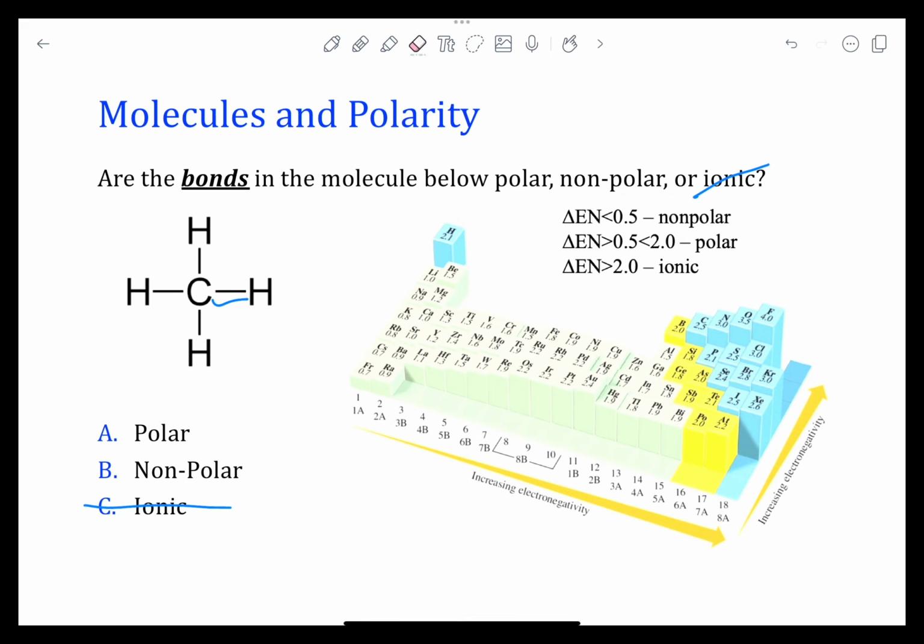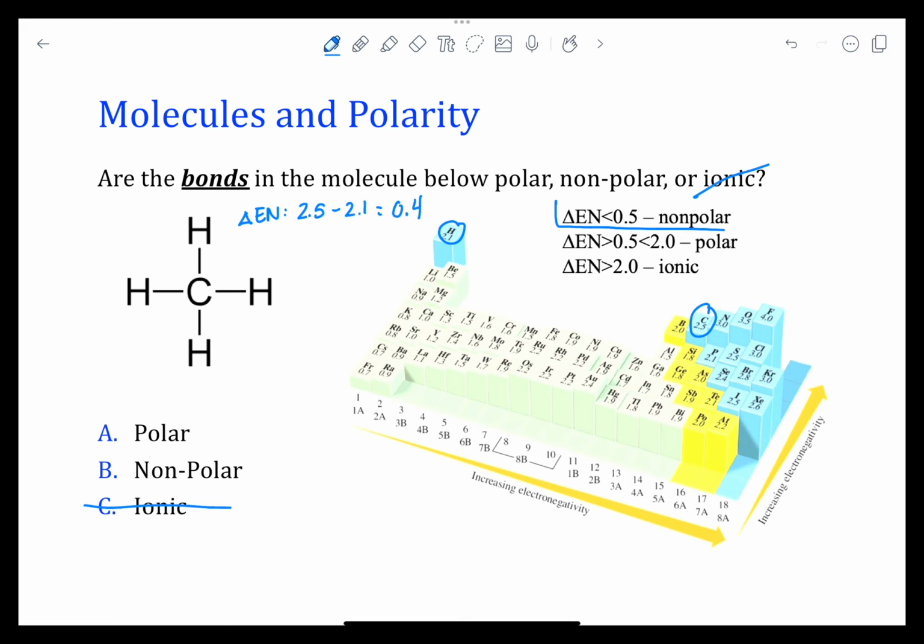Since all of the bonds are the same, they're all CH bonds, we just have to look at the delta EN of carbon and hydrogen. So carbon's electronegativity is 2.5. There it is on our chart. And hydrogen's is 2.1. There it is on our chart. So that's a difference of 0.4.